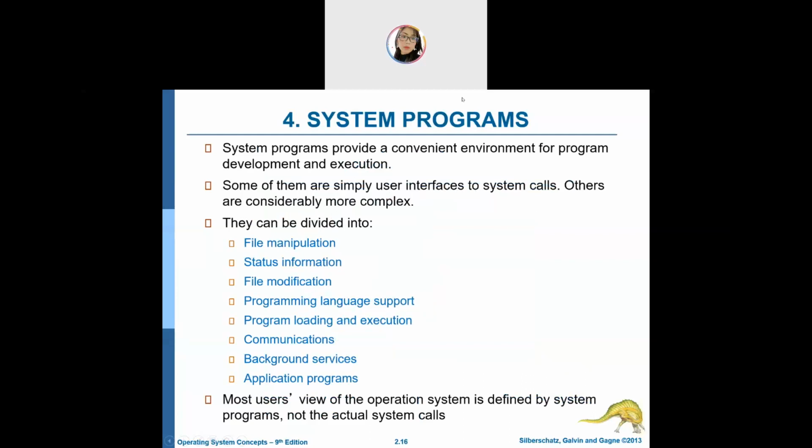Over here, we have system programs. System programs provide a convenient environment for program development and also execution. Some of them are simple user interfaces to call a system call. So what is an example of a system program? It can be categorized as following: file, status information, file modification, programming language, program loading and execution, communication, background services, and applications.